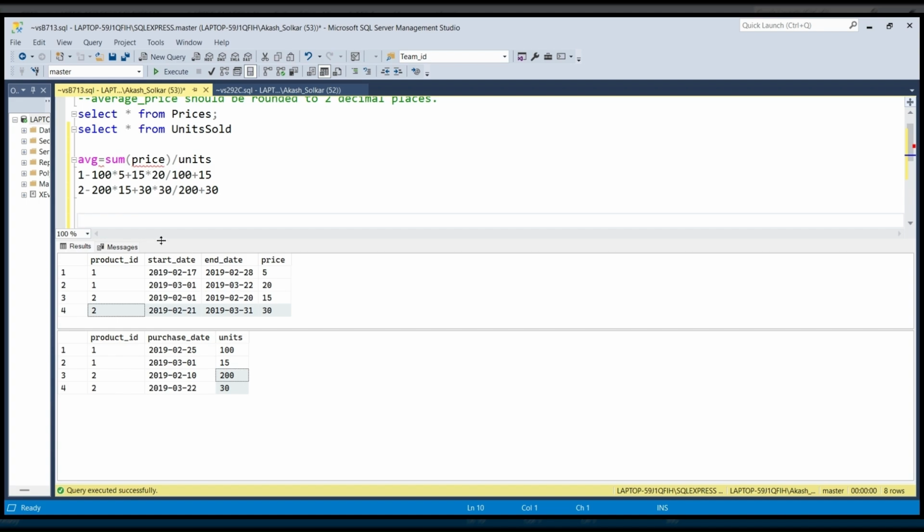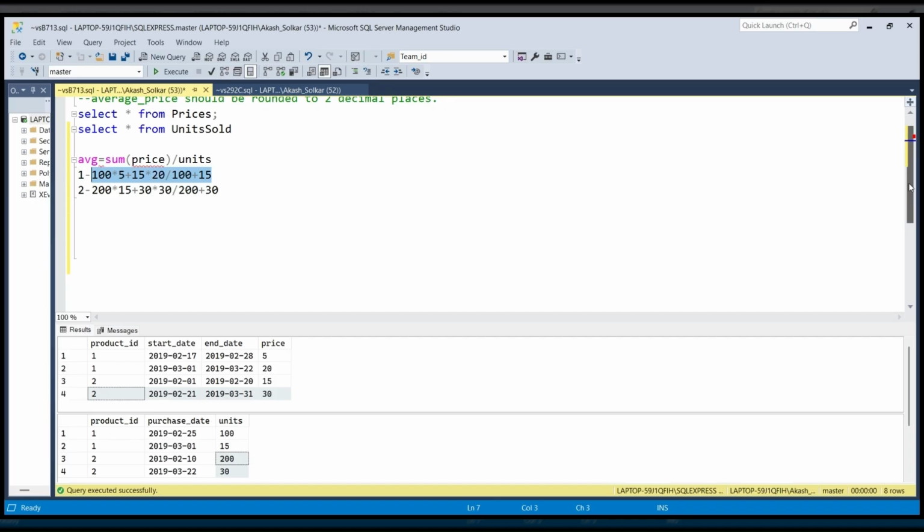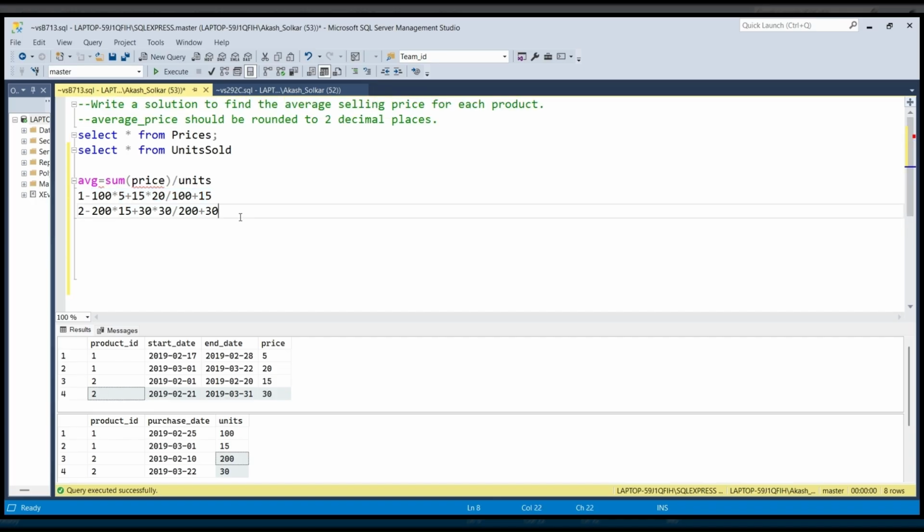This is the output we need to find, whatever answers we get, and we are going to solve it using a SQL query. So let's start with the example.